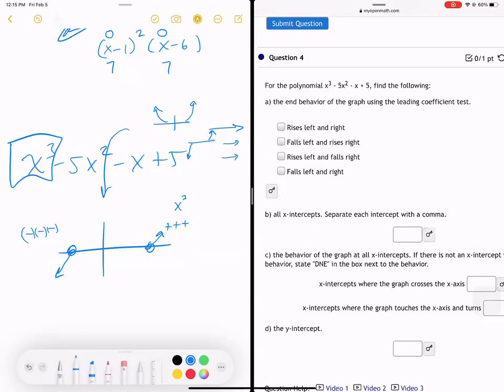On the next problem, this is going to rise on my left and fall on my right. The last one is falls on the left and falls on the right. These are the only four possibilities for end behavior. Now, which one is it? That's something that we have to figure out by using our end behavior model. So in this case, we see it's going to fall to the left and rise to the right.